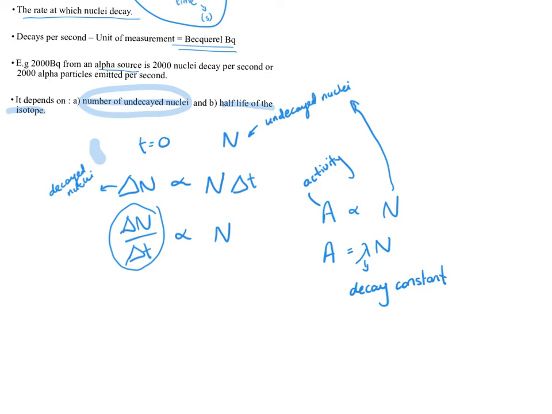Here I was supposed to put a minus sign as well. Even though we're ignoring the minus sign later, the minus sign here simply represents the fact that the number of undecayed nuclei decreases.